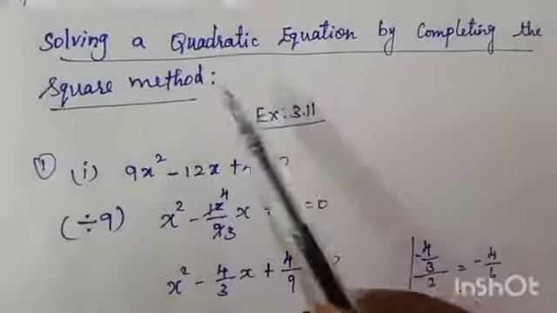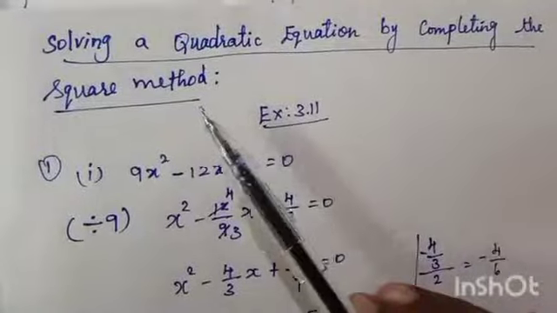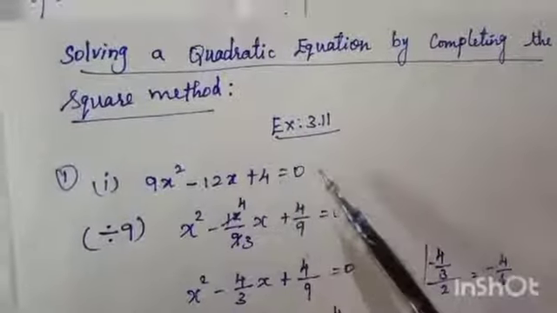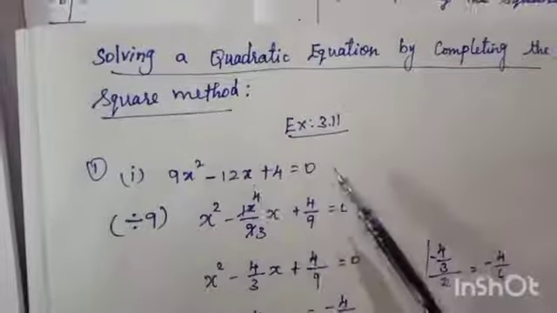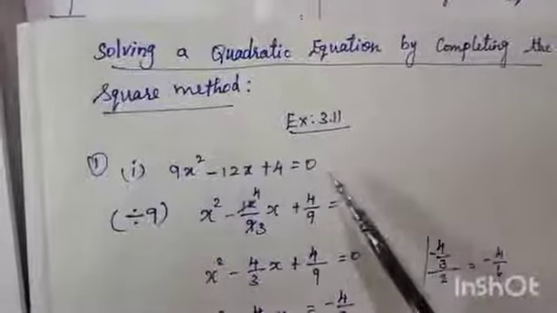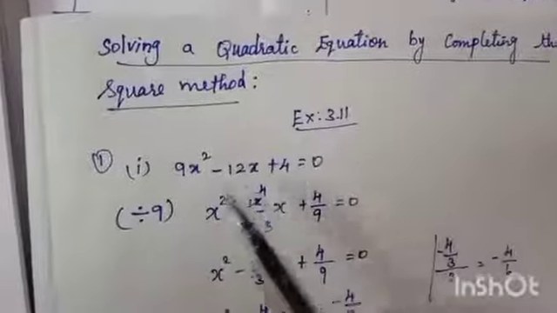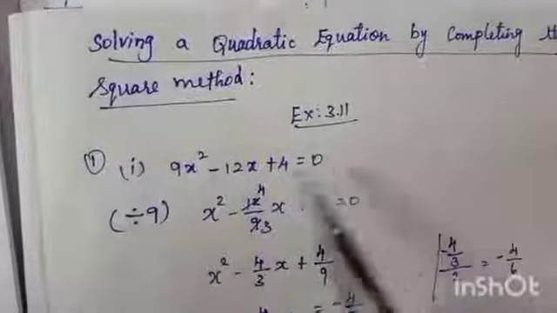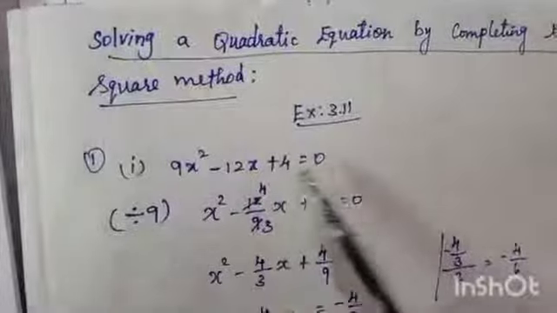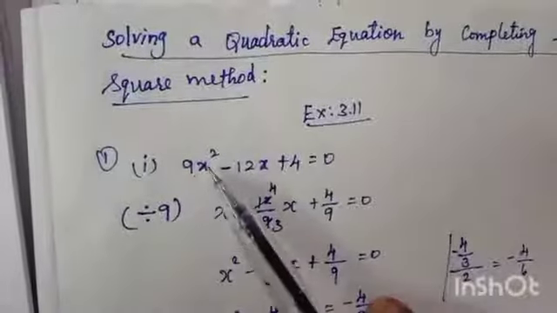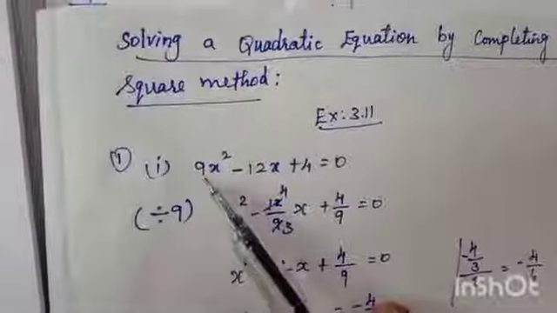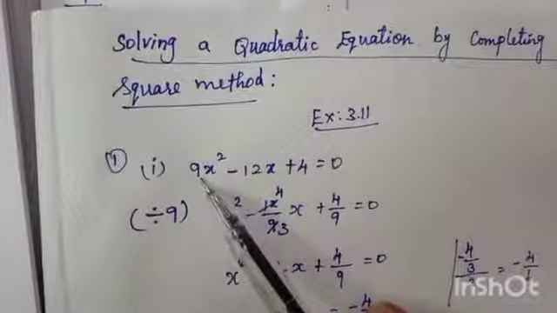For this first problem, solving a quadratic equation by the completing the square method: 9x² - 12x + 4 = 0. For this quadratic equation, we have to follow some rules. First, we write the quadratic equation. Then, what is the coefficient of x²? It is 9. You have to divide the whole equation by the coefficient of x². So here we have 9.